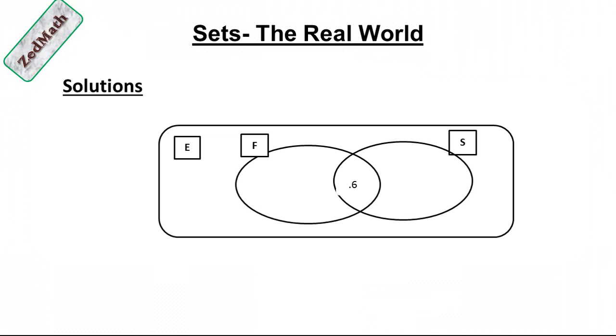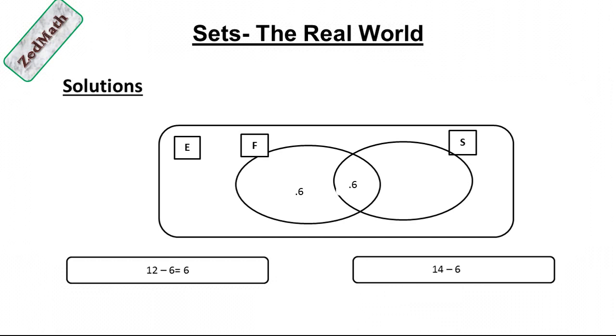Now we move on to look at the total number of people who are farmers only. We do this by subtracting the total number of people who are both farmers and soldiers, that is the intersection set, which is 6, from the total number of people who are farmers, which is 12. So 12 minus 6 is 6, and we indicate that in here. Next, we do the same for the total number of people who are soldiers only. We subtract 6 from 14 and we get 8, and we indicate that here.